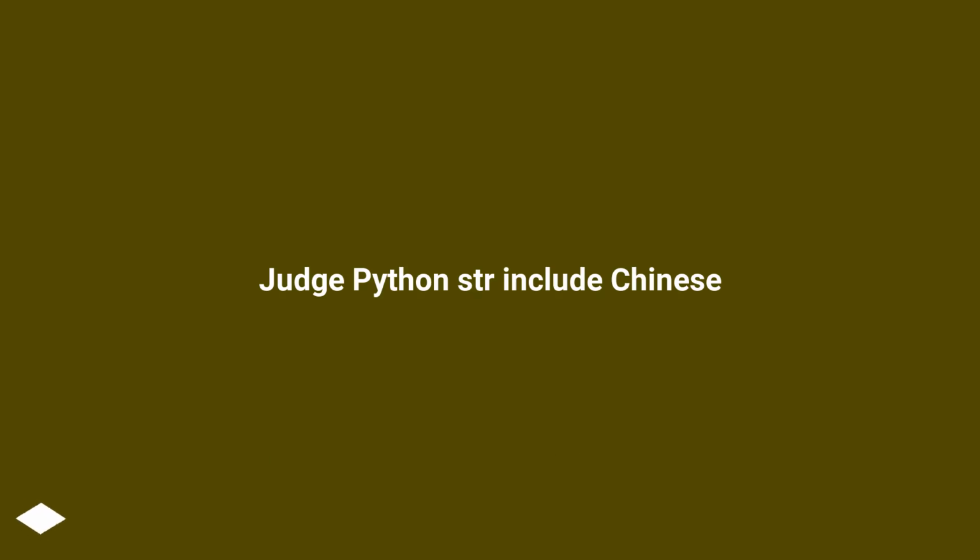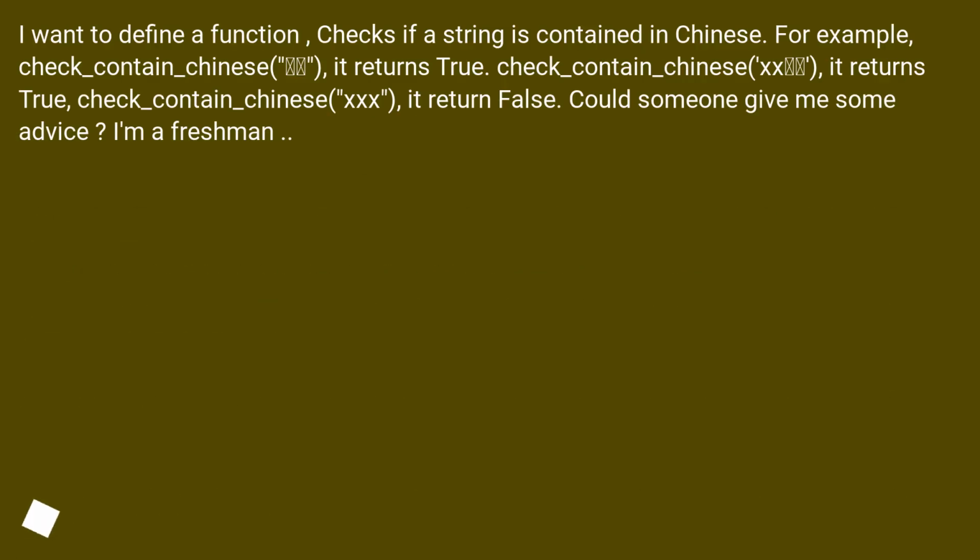Judge Python str includes Chinese. I want to define a function that checks if a string contains Chinese. For example, check_contain_chinese('...') returns true, check_contain_chinese('20...') returns true, check_contain_chinese('30...') returns false. Could someone give me some advice? I'm a freshman.